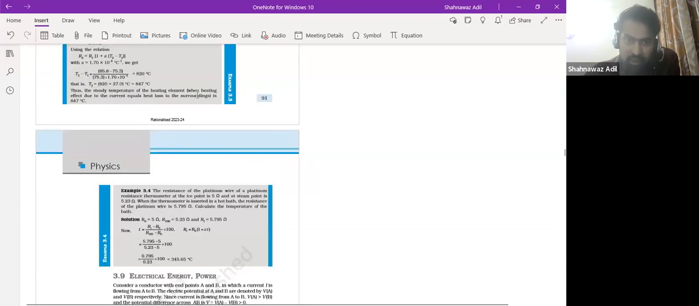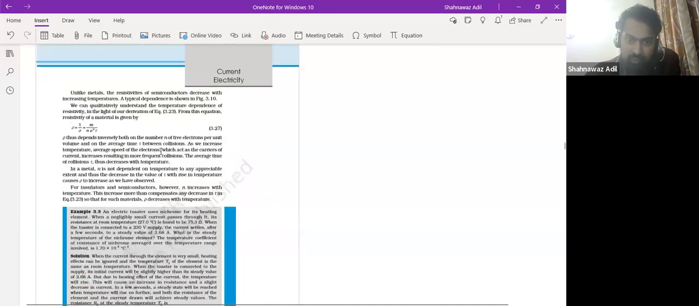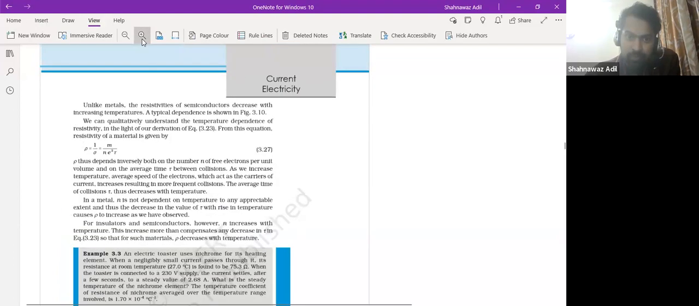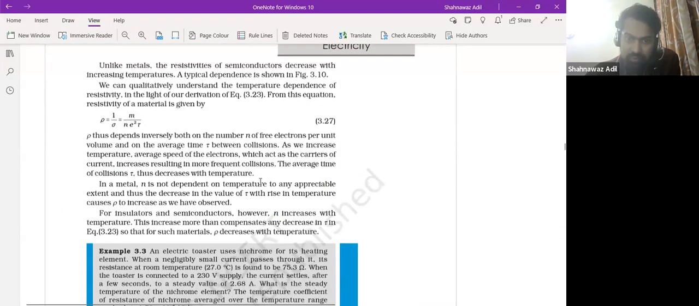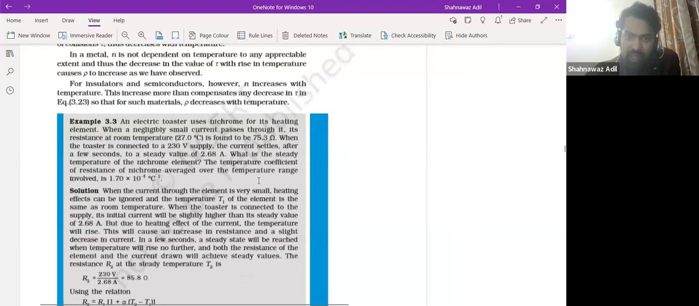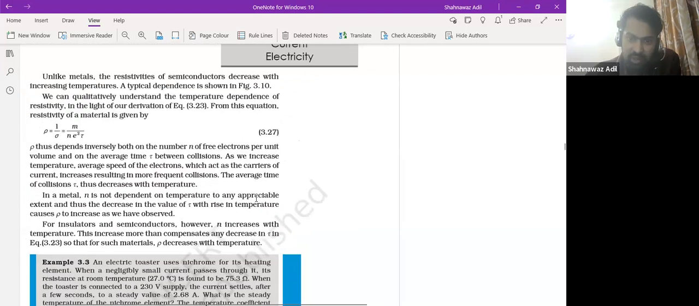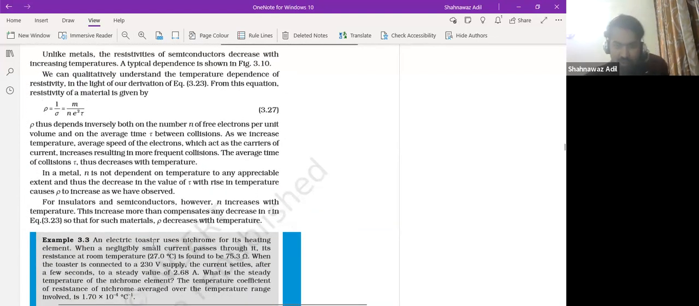I guess this is the question. So now what do we have? An electric toaster, right? An electric toaster uses nichrome for its heating element. When a negligibly small current passes through it, its resistance at room temperature is found to be 75.3, right? So its initial temperature is how much?